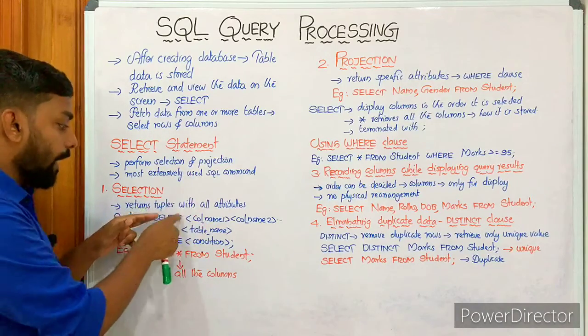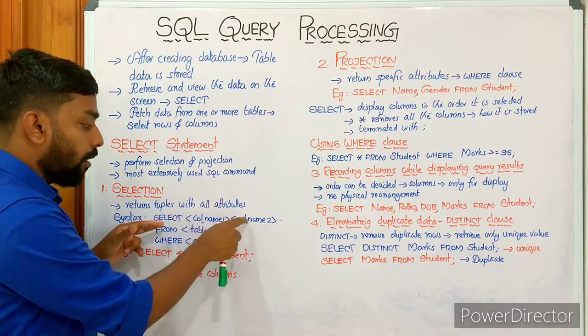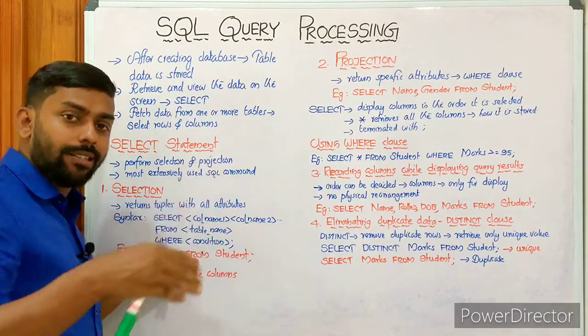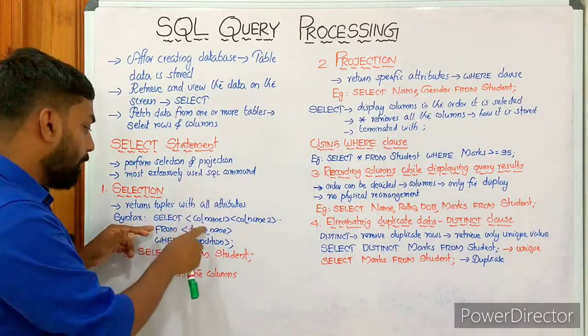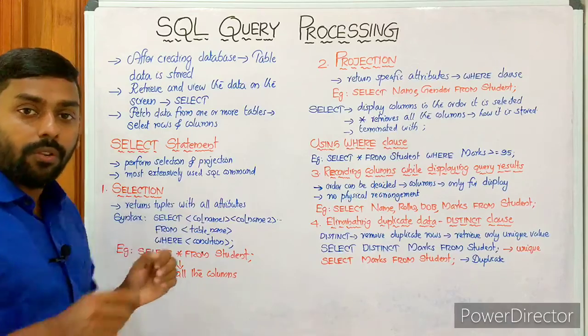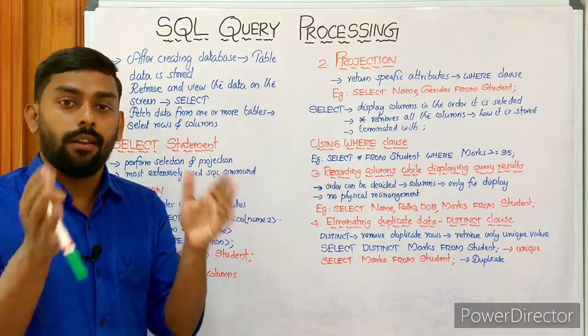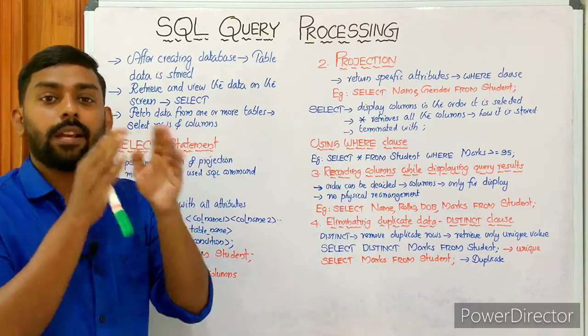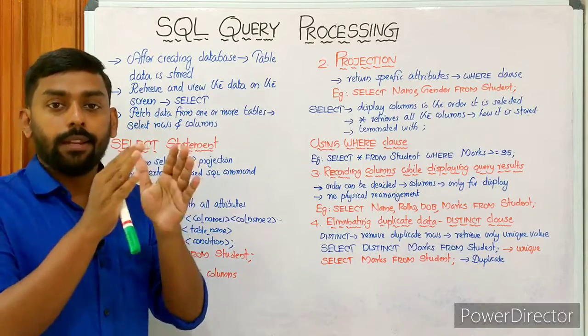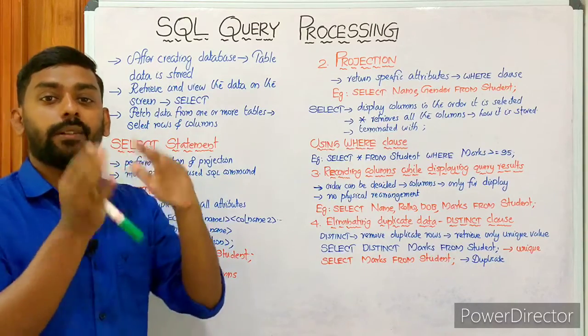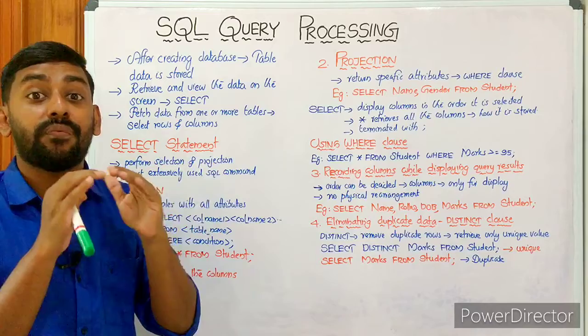Here we have the syntax: select column name 1, column name 2, etc. We can select a number of columns, right? From table name, where condition. We know we have a procedure of applying select command. It's like select from where. Select from where. The command starts with select. It proceeds with from.